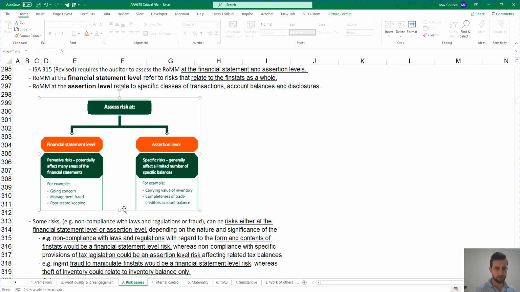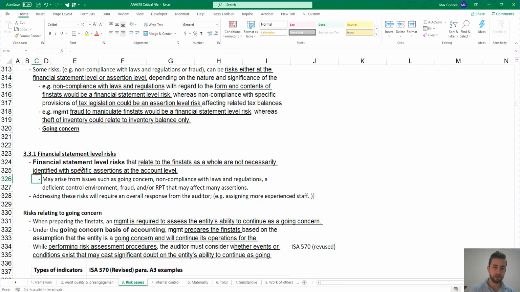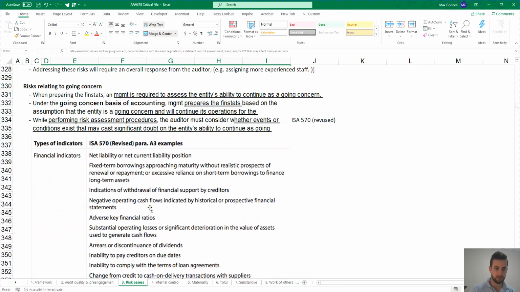And then on the other spectrum, there's assertion level. You need to assess risk at the assertion level. These are specific risks which normally affect a limited number of balances. For example, carrying value of inventory, or completeness of trade creditors account balance, and so forth. So we need to test both of these.